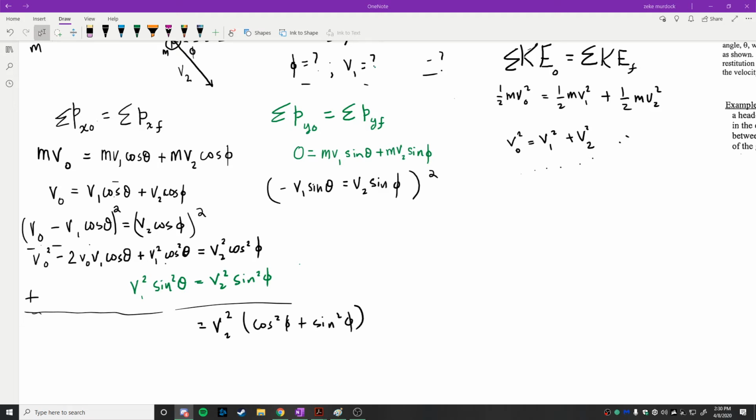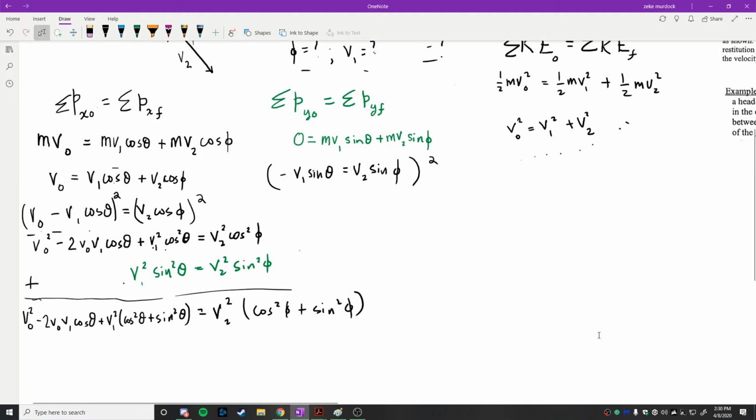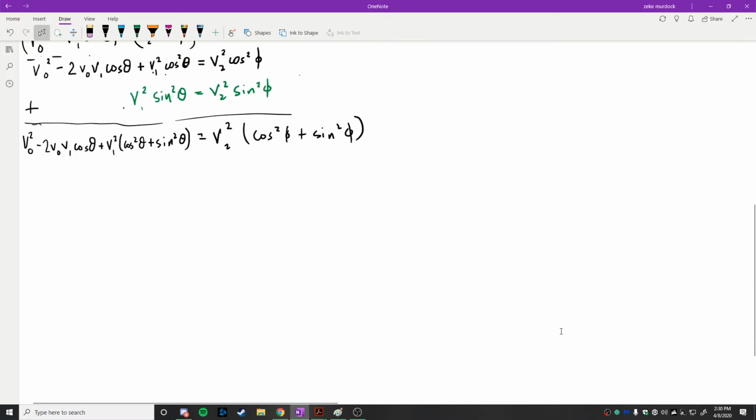Okay, so let's keep going with this because we're limited on time here. Left-hand side of the equation now has become v naught squared minus 2 v naught v1 cos theta, and then again on the left-hand side we have something similar happening where you've got v1 squared here and here, and then you just get cos squared theta plus sine squared theta. Let's move down a little bit as we keep solving this equation.